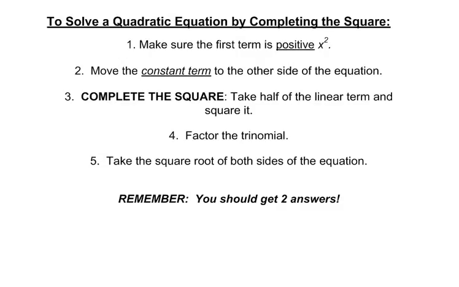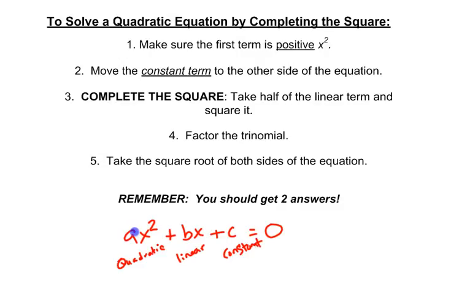is make sure whatever... remember, when we have a quadratic, we have three terms. We have what we call the quadratic term with the x squared, we have the linear term, and we have the constant term. And we always want to make sure that the first term, or the quadratic term, is nothing but positive x squared.